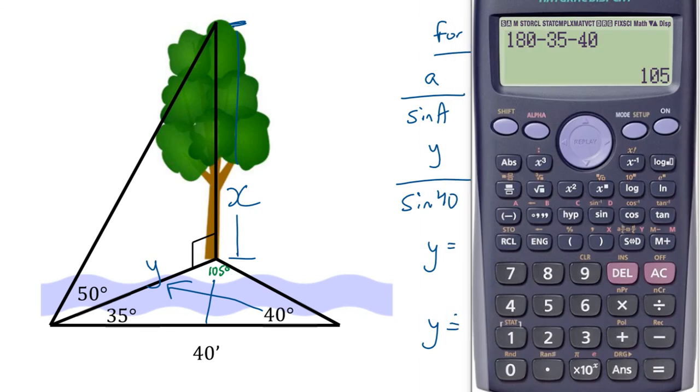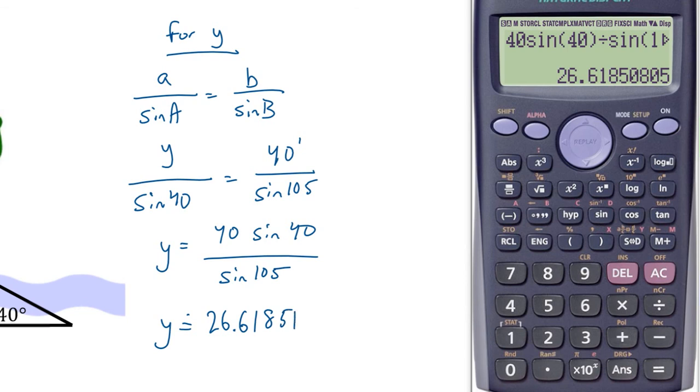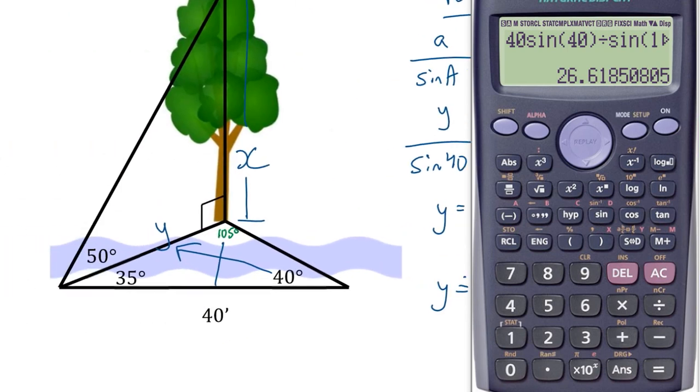And let's do that on the calculator. 40 sine 40 bracket. Again, always make sure you're in degrees, divided by sine 105. 26.61851, keeping 5 decimal places for now. Now I've got that y, and now I can move over to the other triangle.